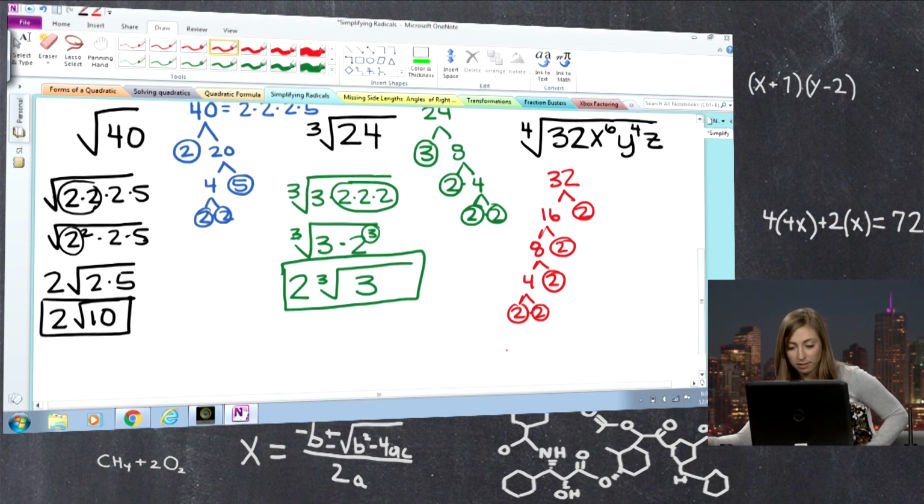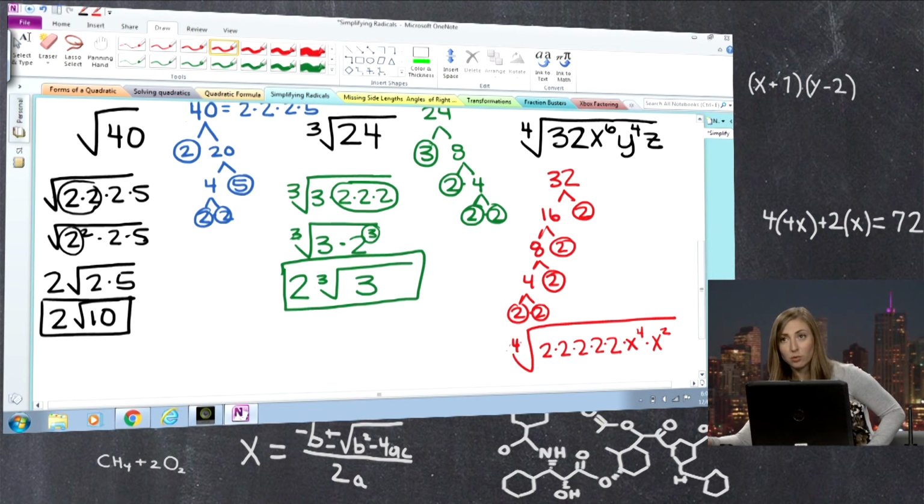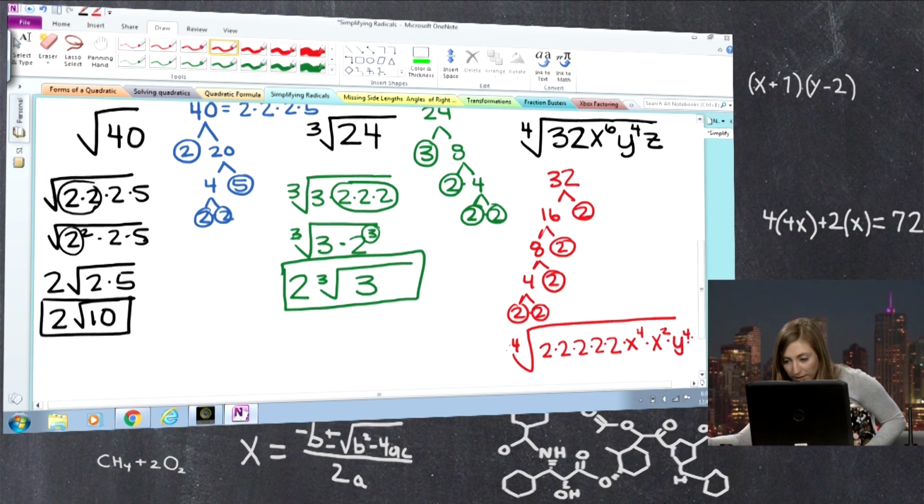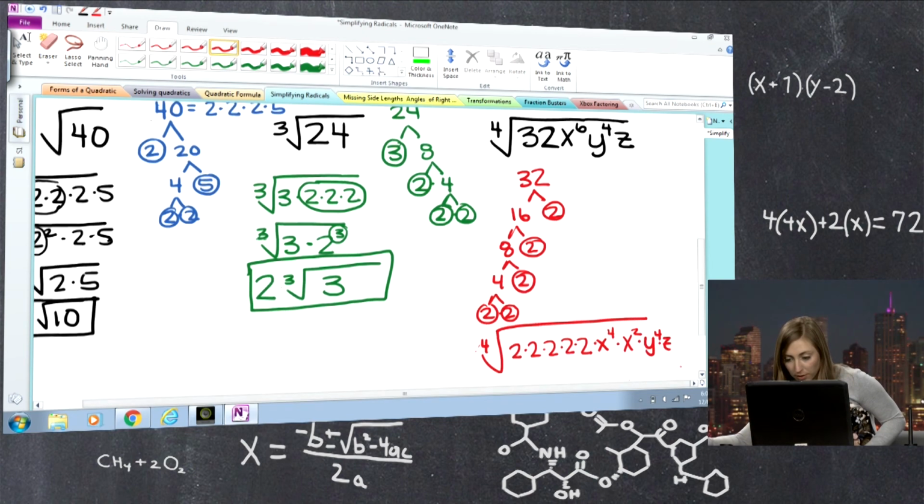So rewriting this fourth root, I have 2 times 2 times 2 times 2, there are 5 of them, times x to the 6th, which I'm going to break down as x to the 4th times x squared. The reason I'm doing that is because I'm trying to find groups of 4. If I have 6, I have one group of 4 and 2 left over. And then I have y to the 4th times z. Let me move this over so we can see.